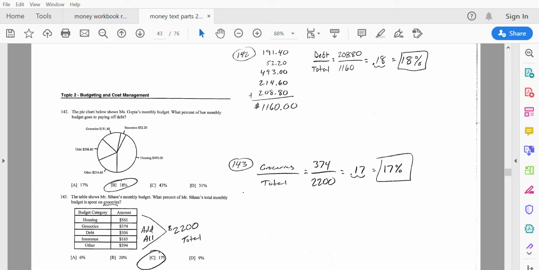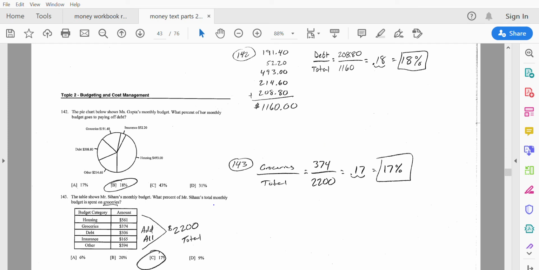Okay. Number 143 is again very similar to 141. Again this chart shows a monthly budget. What percent of the total monthly budget is spent on groceries? So again, the part we're looking for is right here, which is $374. So that goes on the top.